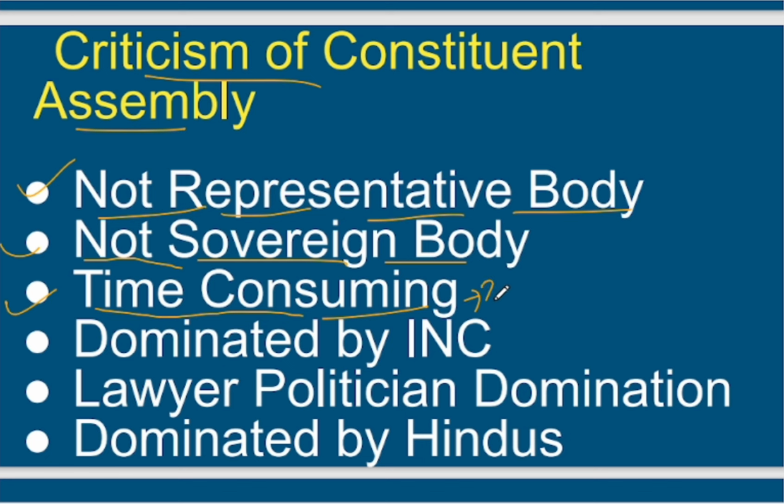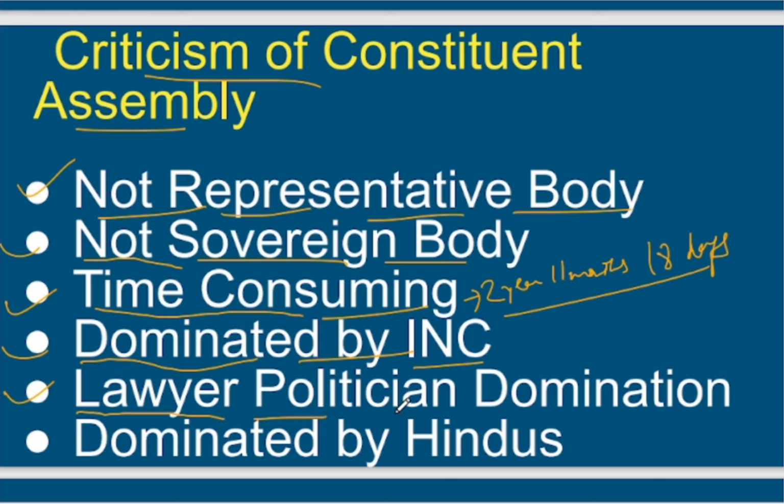It took 2 years, 11 months, 18 days. We all know the 18 days. This time is very large. And some notes say that the Constituent Assembly was dominated by the Indian National Congress. So all the members were of the Indian National Congress only, except for a few. This Constituent Assembly was also dominated by lawyers and politicians.